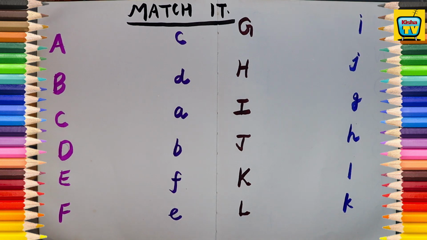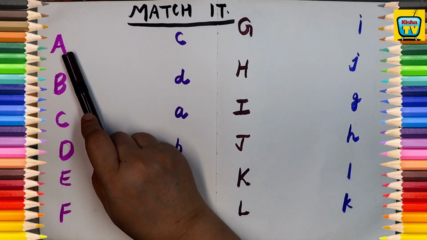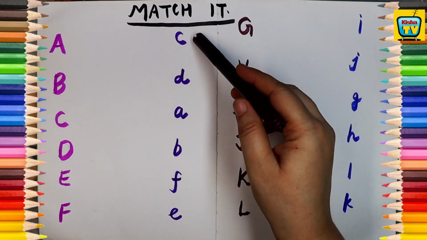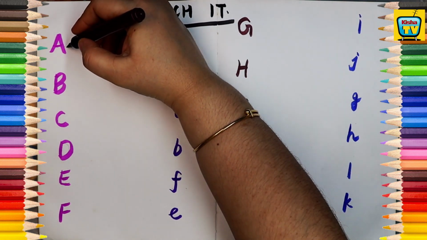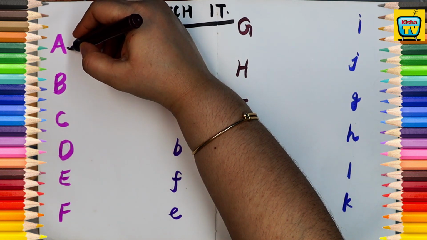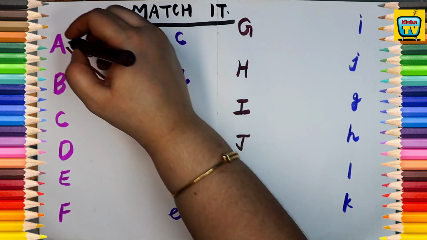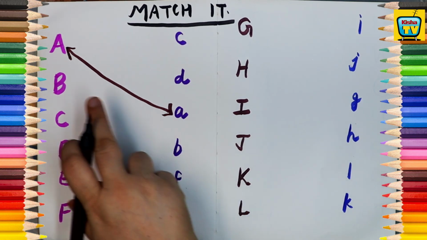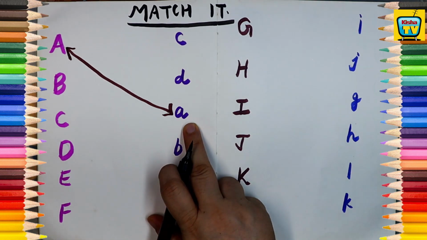So we will start matching. This is A. Big letter of A. A for apple. And where is the small apple? Yes, this one. So we will match this A to small A. Big A, small A. A for apple and A for apple.